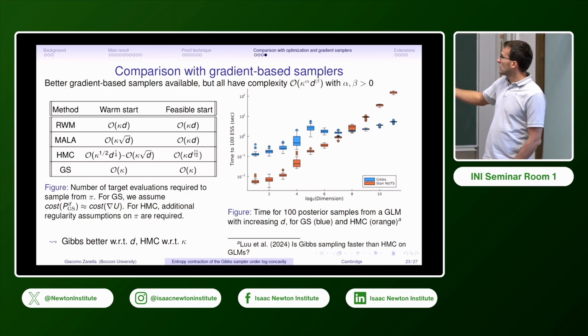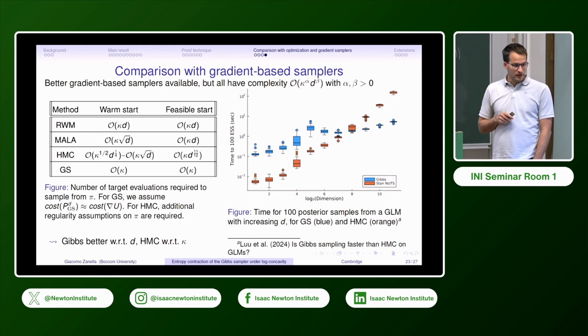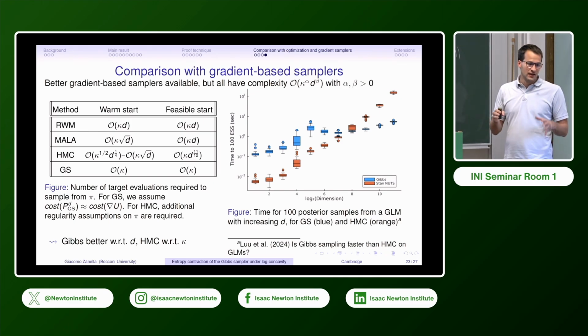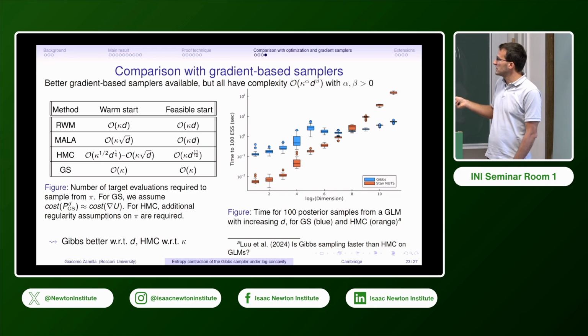I think here it's a combination of d to the 1/4 and a slow growth of the condition number. They do a lot of simulations here and more or less get these numbers. These bounds are typically a bit conservative, but in this case, more or less, they observe square root of kappa times d to the 1/4 for HMC, and order kappa for Gibbs.